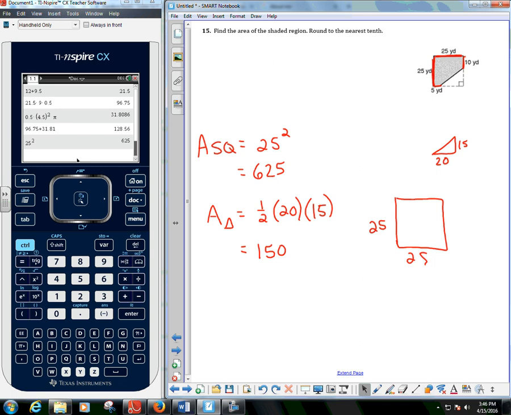So the area is going to be the area of my square minus the area of my triangle, which is going to give me 625 minus 150.